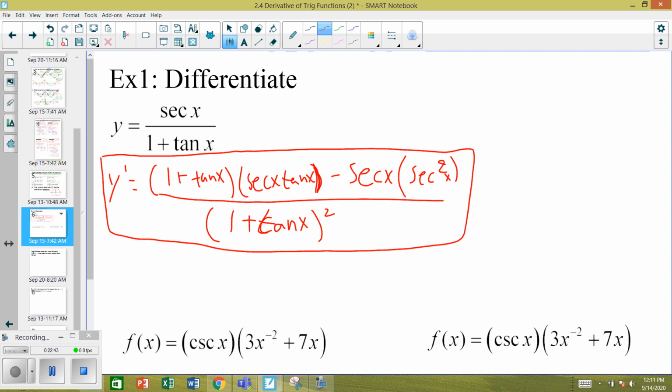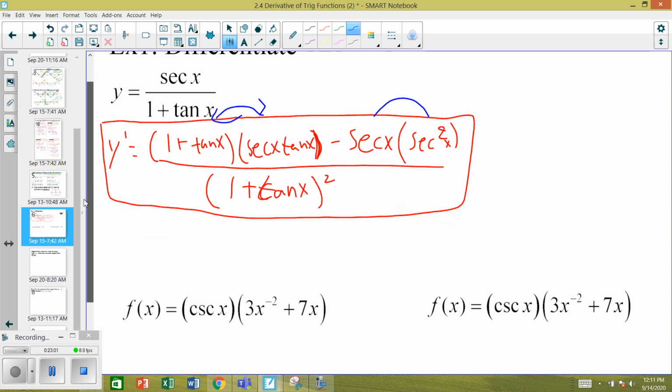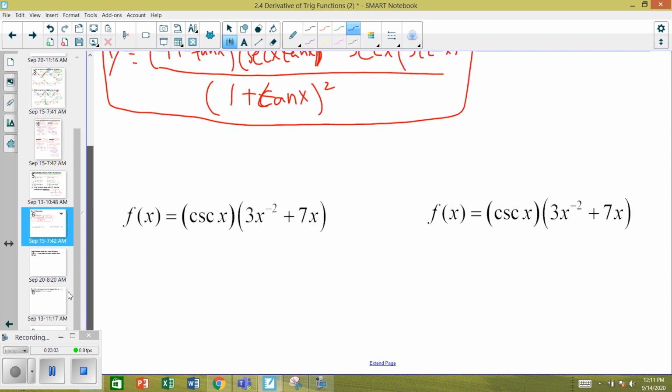Okay. If I ever ask you to just find the derivative, you can leave it unsimplified. I guess if you want to get crazy, you can make that secant cubed and FOIL this if you really want to, but it's okay to leave it this way. All right. What else do I want to do? Kind of want to save those last two examples for class. I think that'll be good.